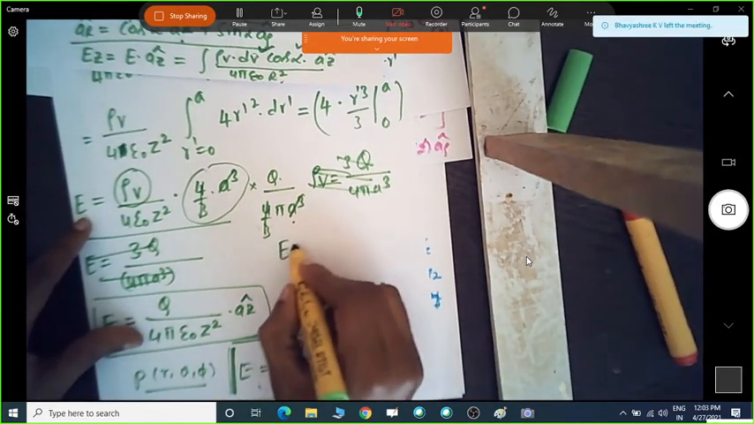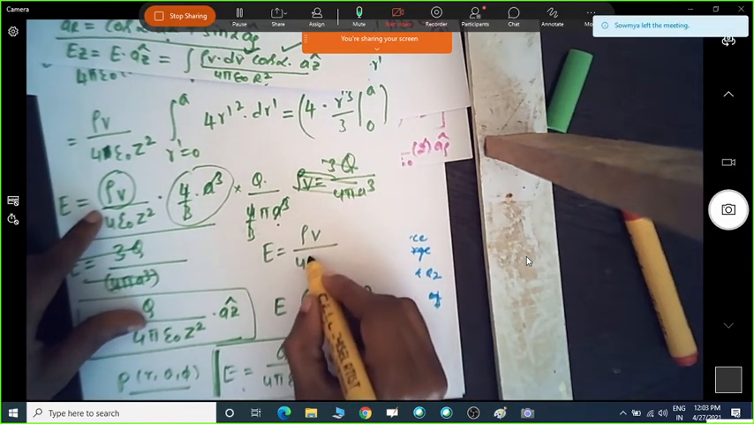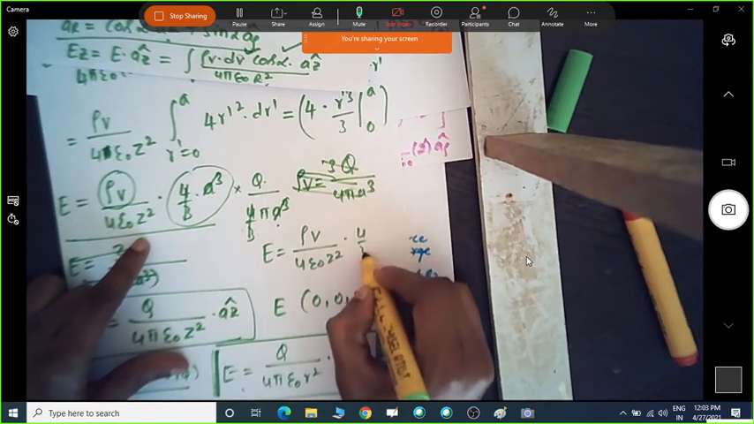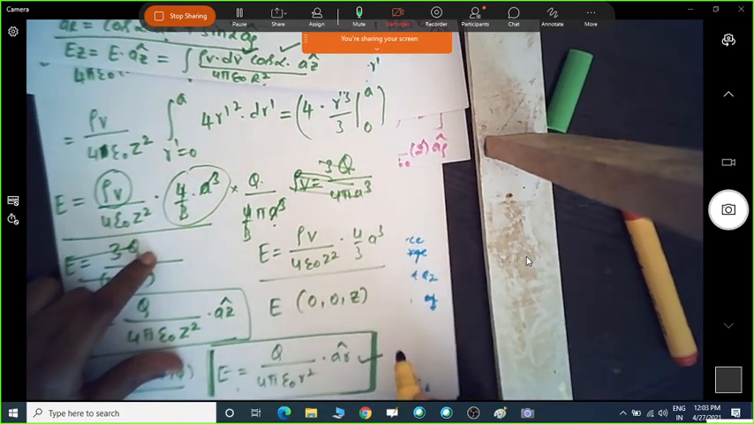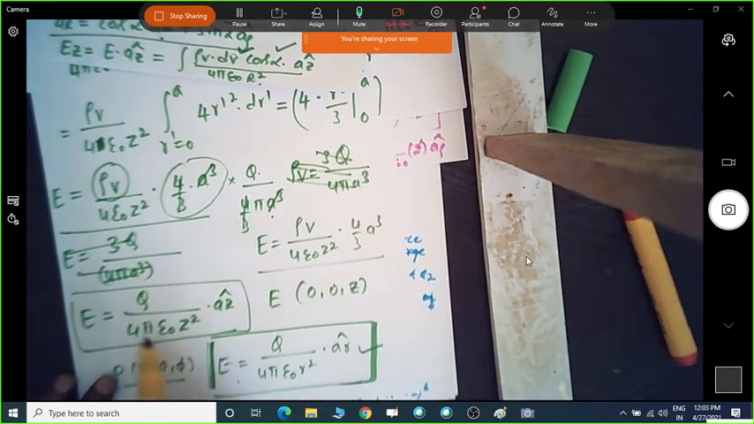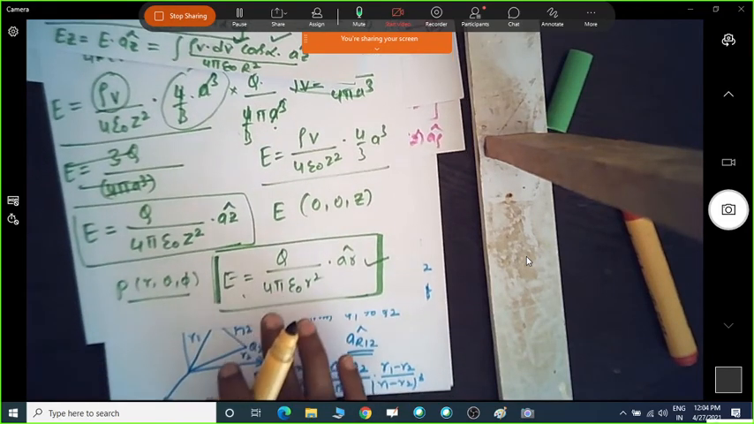We can have this field due to volume charge, which is nothing but rho v by 4 epsilon naught z square into 4 by 3 a cube. So this is what we will obtain. Now if I substitute the rho v, we get this field distribution. This is due to a point charge which is distributed spherically over the sphere.